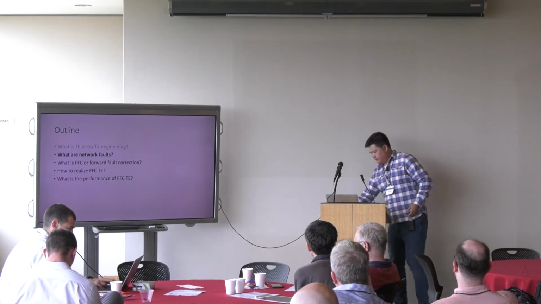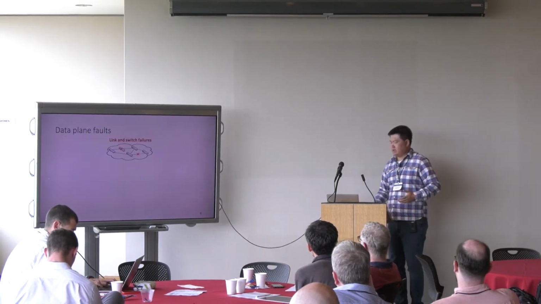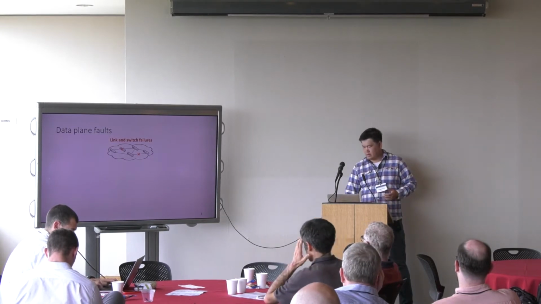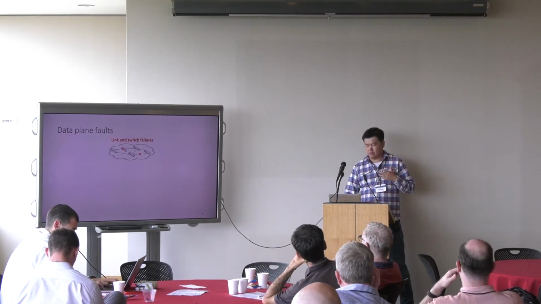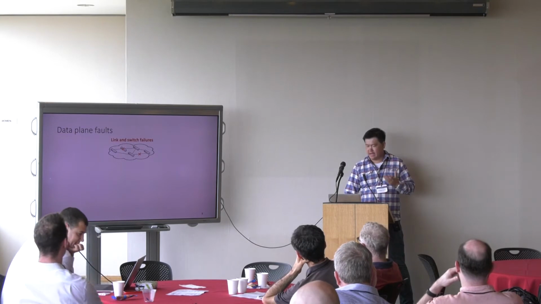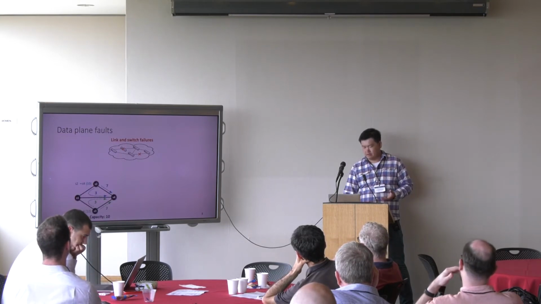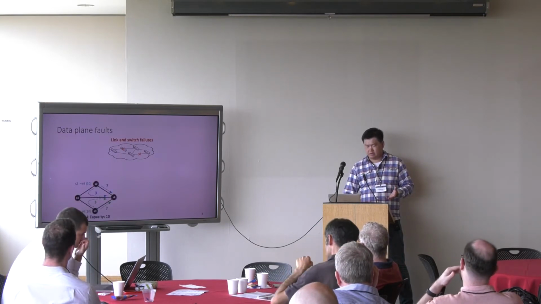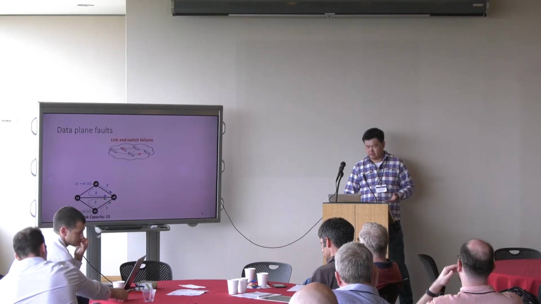The second part: let me explain what the faults are and what happens after a fault happens. For example, we start from the data plane fault, which is a link failure or switch failure.